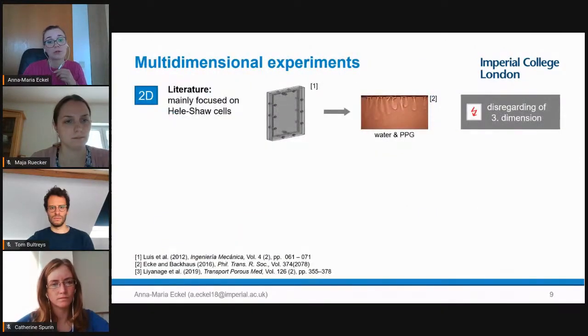With this, I conclude the first part and will now provide some insights into the experimental progress. So available in literature are many two-dimensional studies, which are focusing on Hele-Shaw cells, which consist of two parallel plates, and in their gap, two fluids are filled to mimic the interface of CO2 and brine. The drawback of these studies is that they are completely disregarding the third dimension.